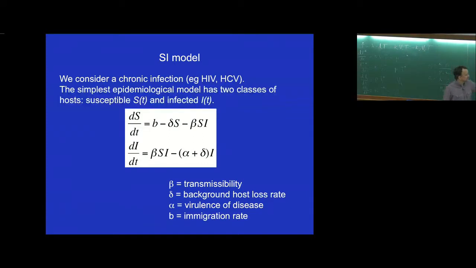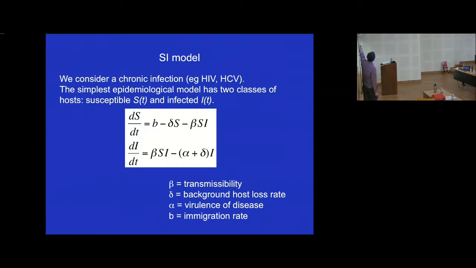Again, we can take this basic model where susceptible hosts are coming into the community at rate B, with natural death rate delta, and then they become infected upon contact with an infectious person. This is the absolute simplest model. Quite often you'll see a division by S plus I here. I'm even ignoring that. This is just the simplest possible model.